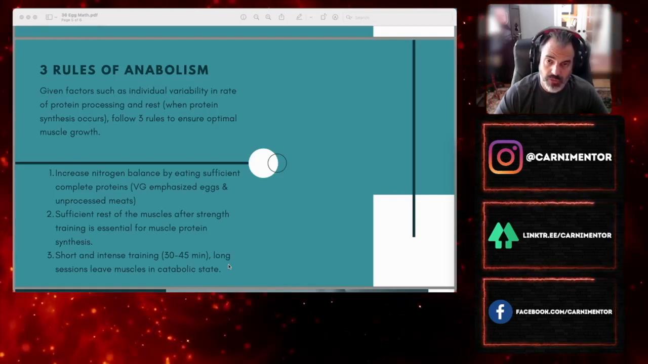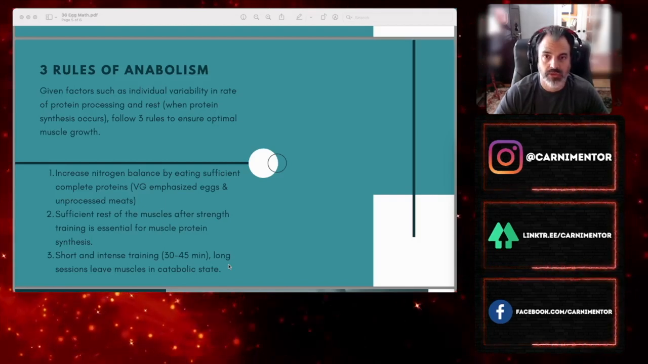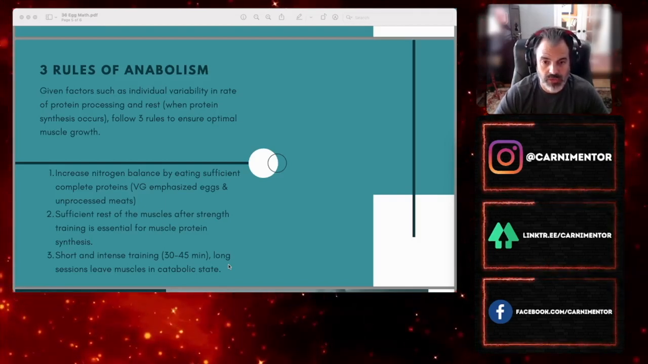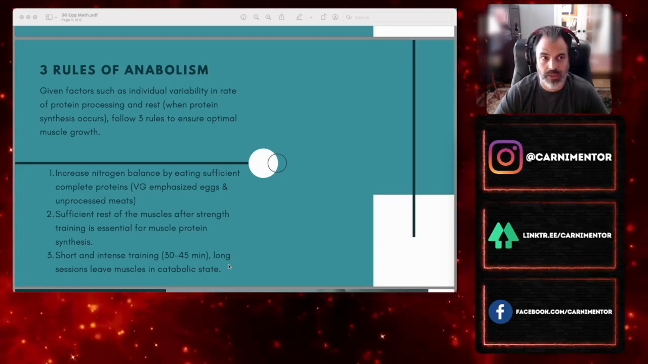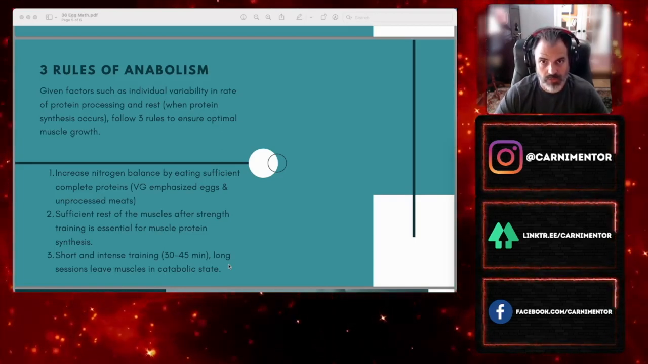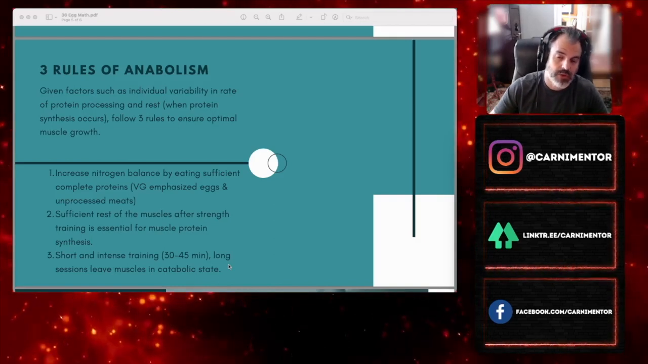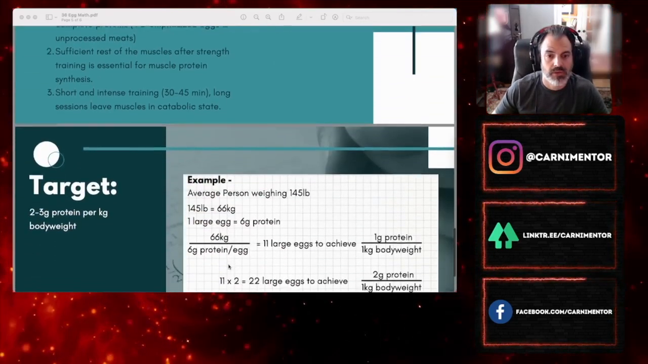Long sessions, if they're too long, they basically put your muscles in a catabolic state. You do too much and it tears the muscles down too much, and you just can't recover. You can't recover elegantly. So just keep that in mind.